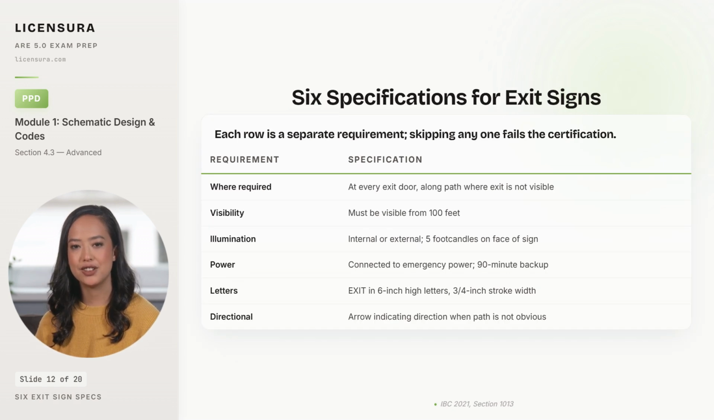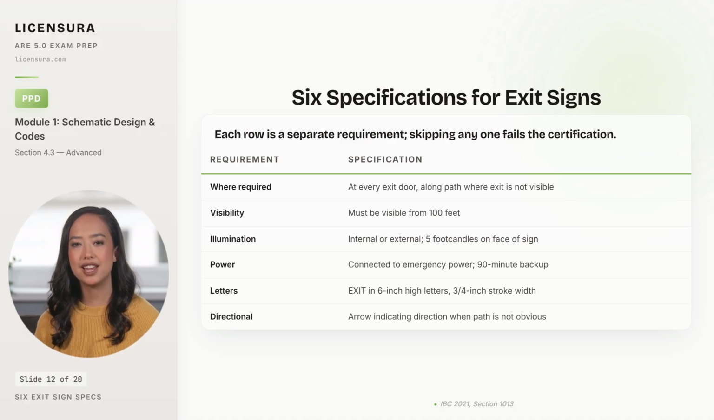6 specifications define exit signs. First, location. Every exit door gets a sign, and so does every point along the exit access path where the exit itself is not readily visible. The rule is functional. If an occupant standing at any point in the path cannot see the exit door, a sign with a directional arrow must be visible.